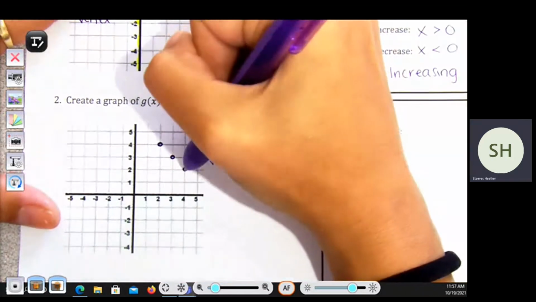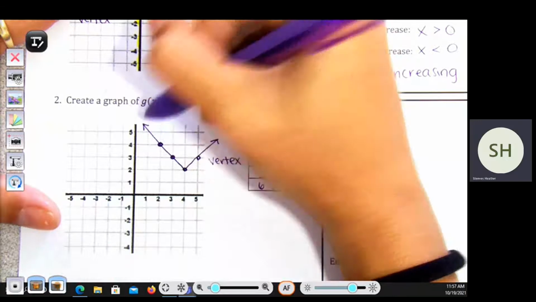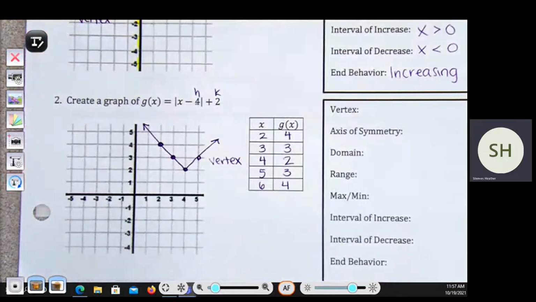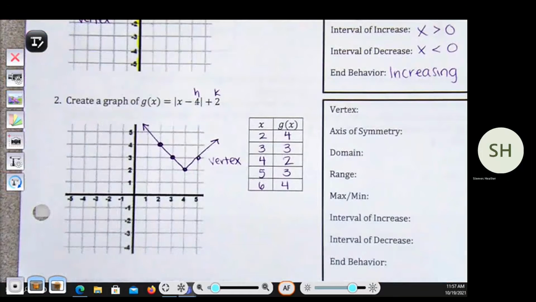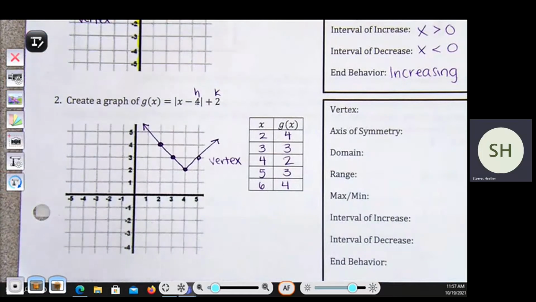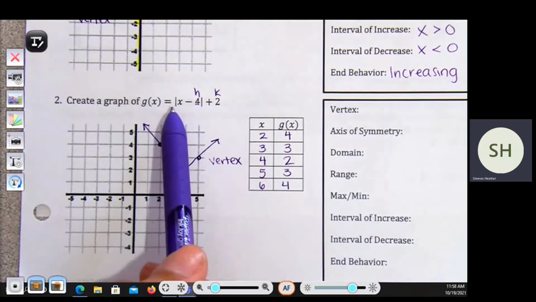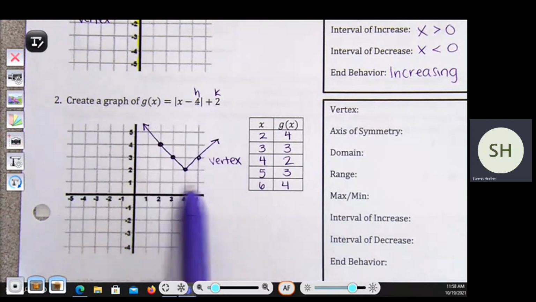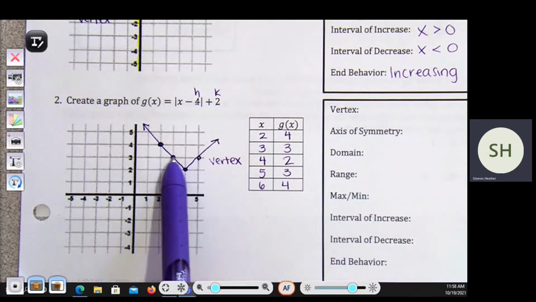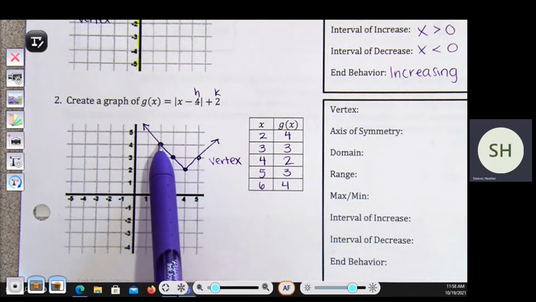Put your lines. Why is this graph opening up and not down? Because the A is positive. Since A is positive, and in this case, what is A? 1. That's why from your vertex, you're rising 1, running 1, rising 1, running 1. Because A is 1, that's basically like the slope going in both directions.